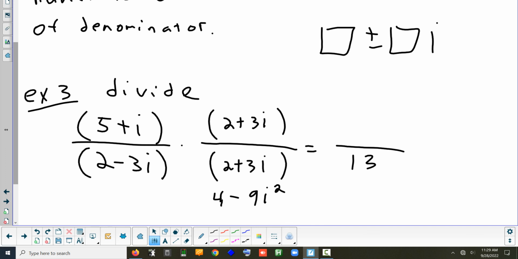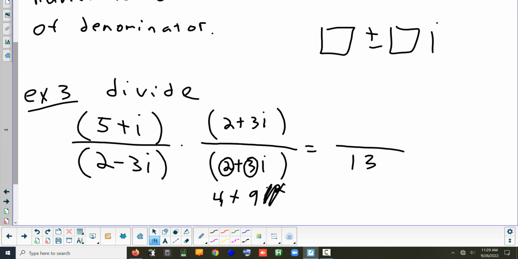I squared, but i squared is negative 1, so effectively it makes that a plus. And that's how I quickly got 13 in my head. All I did in my head was 2 squared plus 3 squared. If you don't want to use that shortcut, it's fine. Just FOIL it all out, and you'll get the same thing.